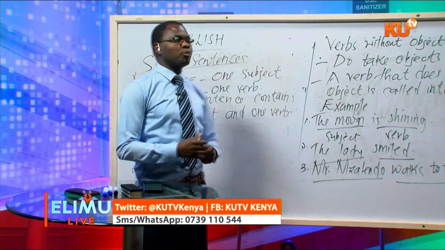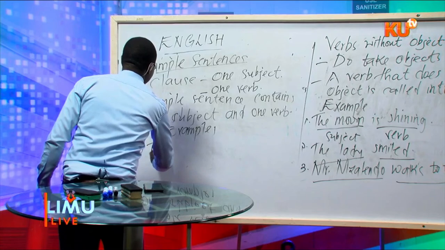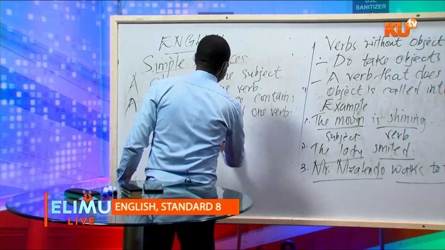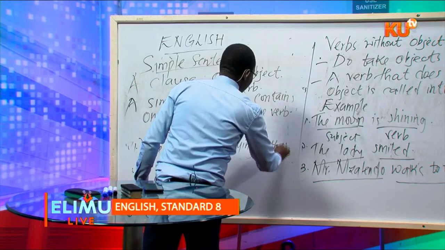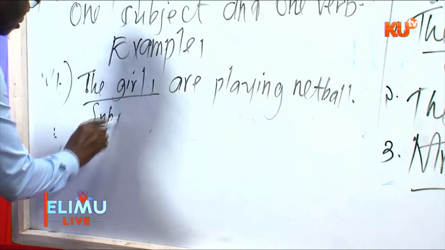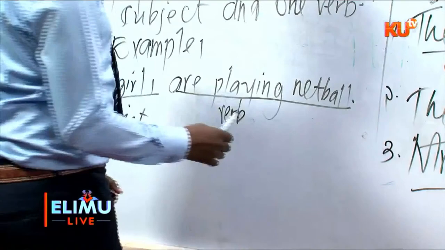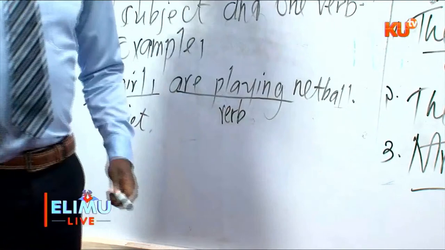Examples. The girls are playing netball. This is an example of a simple sentence here. So the girls, this is the subject, and then are playing netball is a verb, are playing actually is one verb.